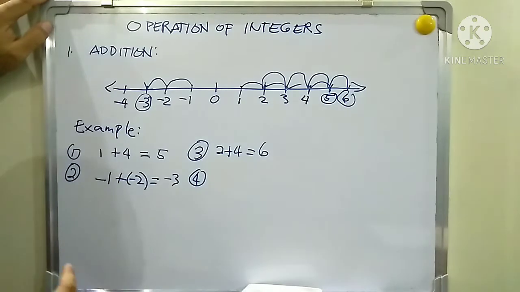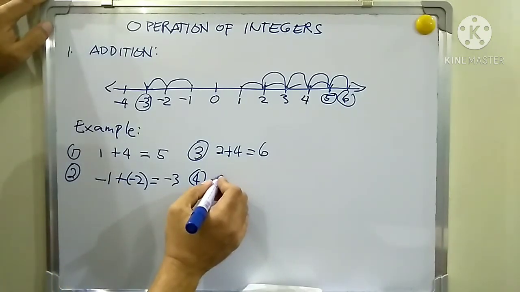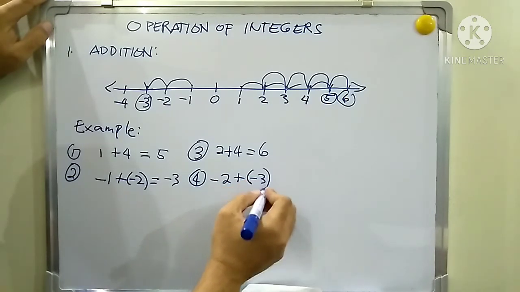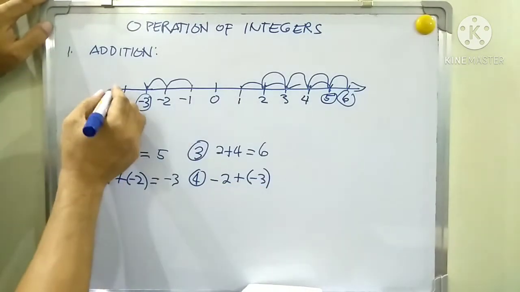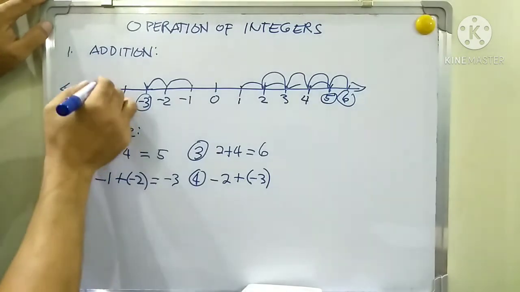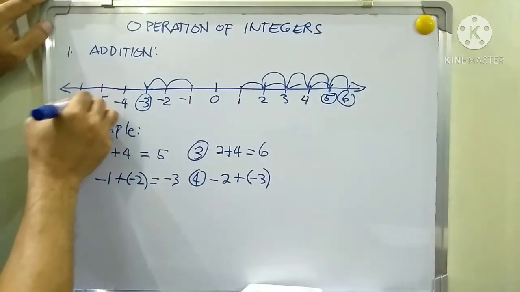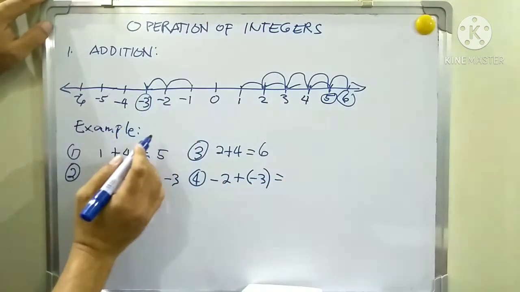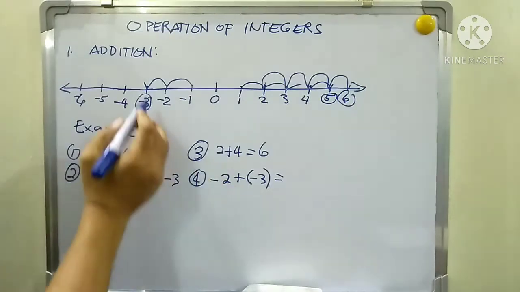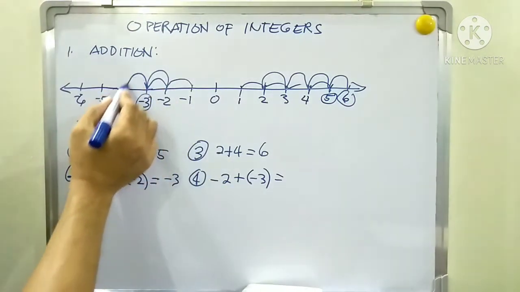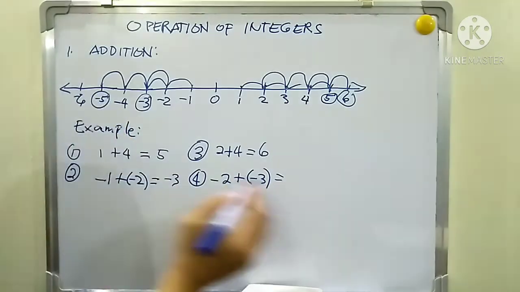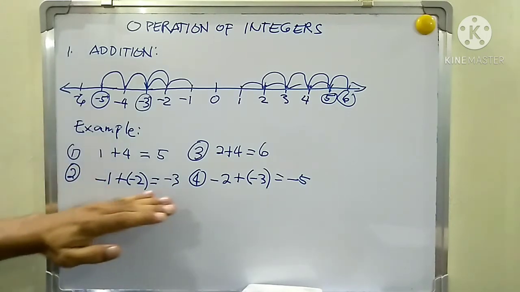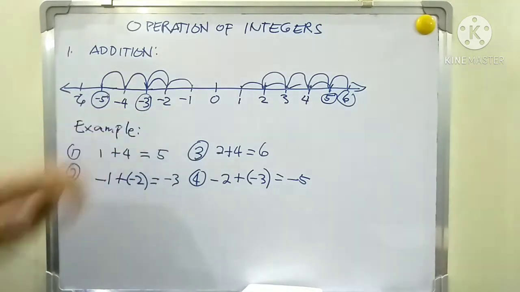Let us have another example with the negative numbers. Negative 2 plus negative 3. Let's have another here. So negative 2, we add 3 units to the left. So we say 1, 2, 3, and the answer is negative 5. This is how to add integers using the number line.